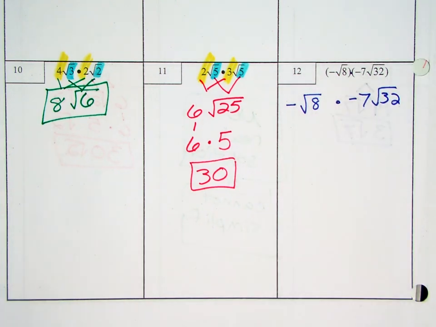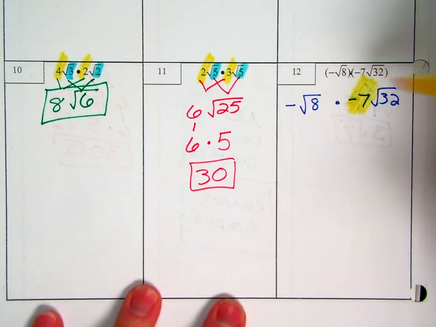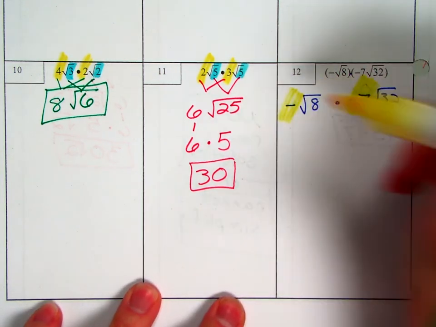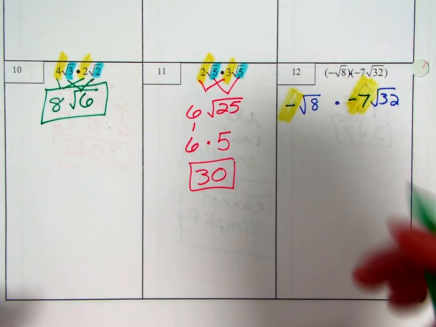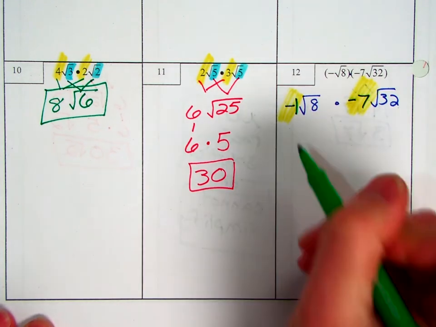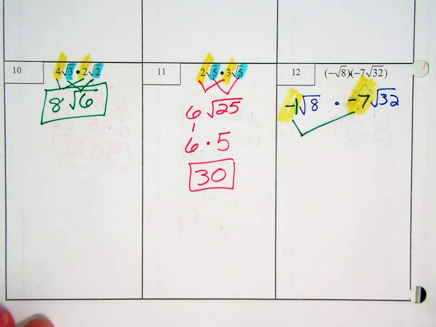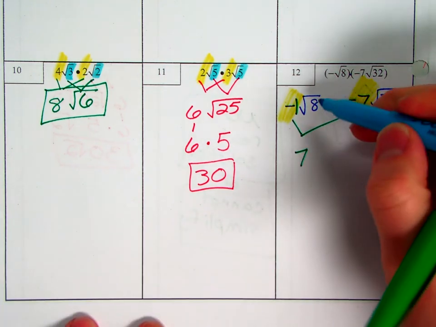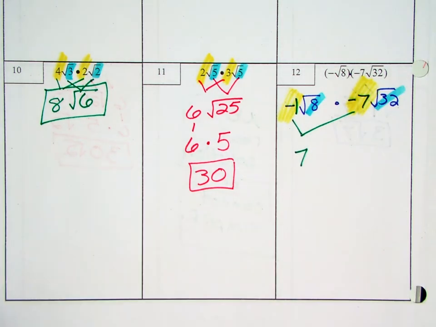Now, the other tricky part here is the fact that there is this number on the outside here, but on the other one, there's not a number, there's just a negative sign. So remember, if there's not a number there, we can go ahead and put a 1, so that we're doing negative 1 times negative 7, which is positive 7. And then we can go ahead and multiply the radicals together.